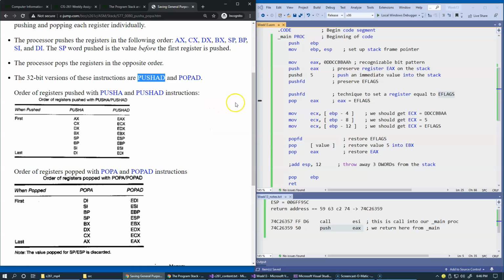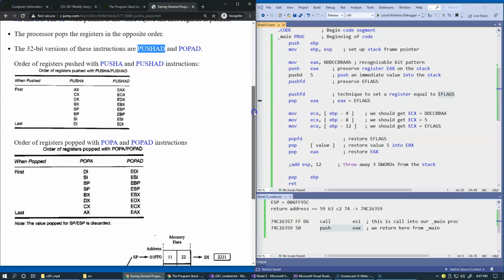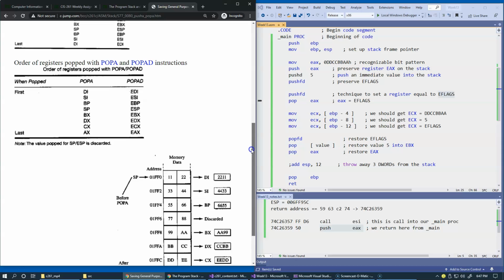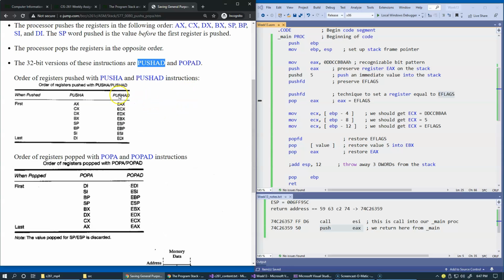It's just an idea that you can preserve all registers at once, but it's important to know in what order they are saved. If we use the instruction push AD, this is the order in which they're saved. The first is EAX, then ECX, EDX, EBX, and so forth. It also saves the stack pointer itself and the base pointer as well. So this is how all general purpose registers are pushed onto the stack.